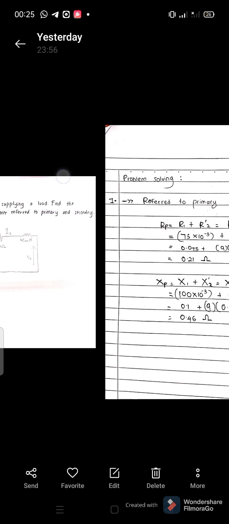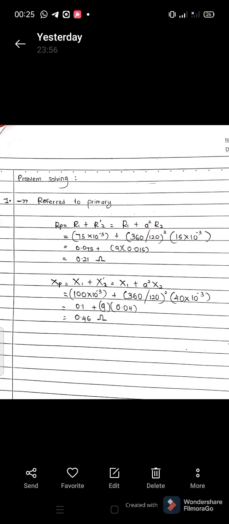Question number 1. A 50 Hz 360 over 120 single phase transformer is supplying a load. Find the approximate equivalent circuit of the transformer referred to primary and secondary. We can see the circuit in this diagram. So let's move to the answer. For answer number 1, referred to primary.